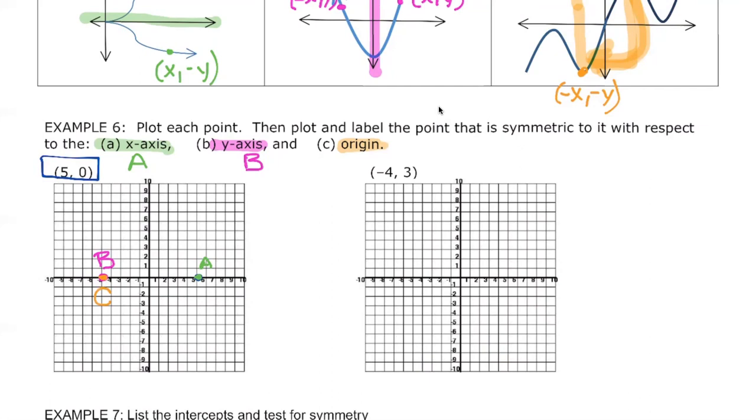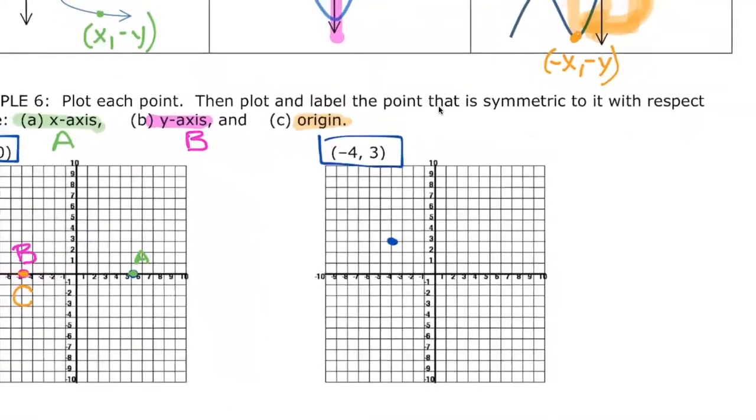Let's go ahead and take a look at the point -4 comma 3. Again, I'm going to go ahead and graph that in blue, my original one. So negative 4, comma 3 is right here. The first thing I'm going to do is graph my x-axis, which is point A, so it's going to be symmetric to it. So think of your x-axis is right here.